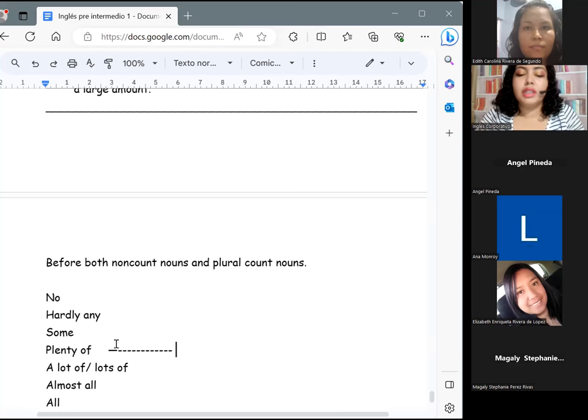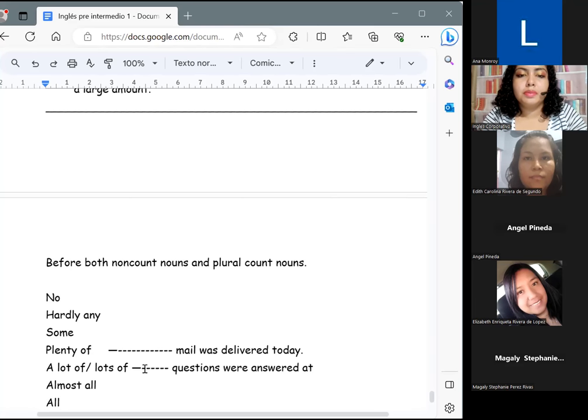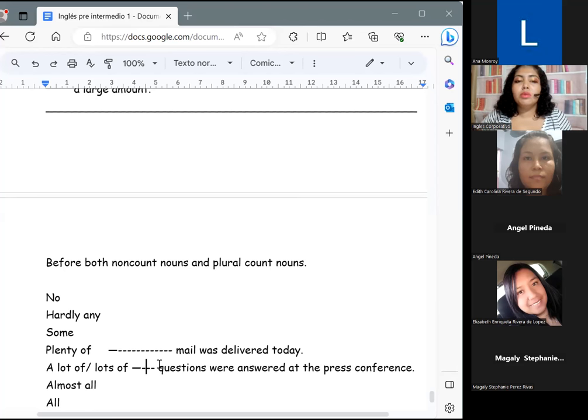And it says, mail was delivered today. Questions were answered at the press conference. So in this case, we use the same words for these two different examples. No mail was delivered today. Hardly any mail was delivered today. Plenty of mail was delivered today. A lot of, lots of mail was delivered today. Almost all mail was delivered today, and all mail was delivered today.